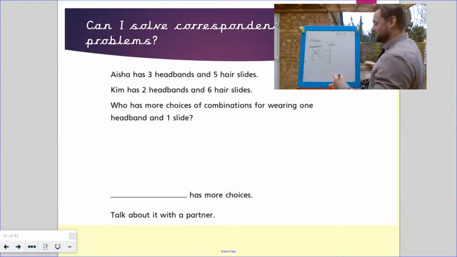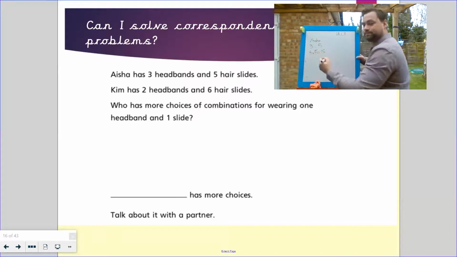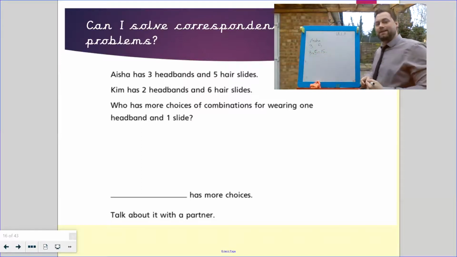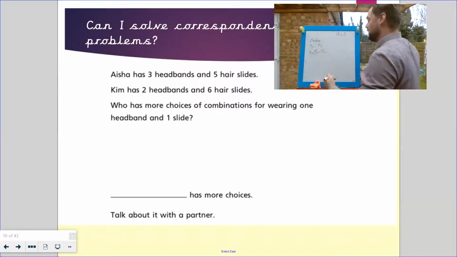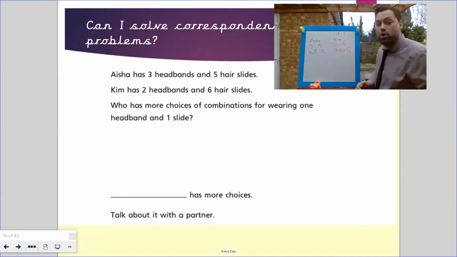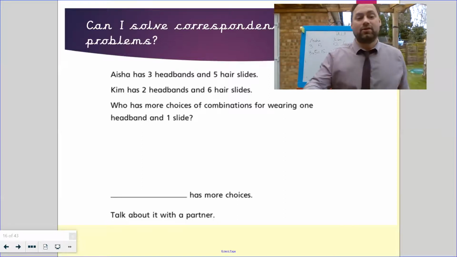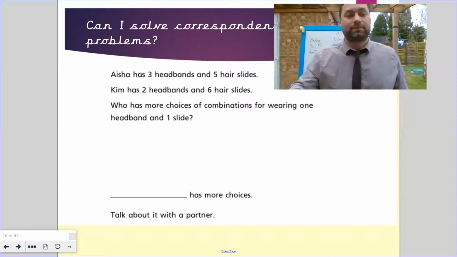To make it easier, let's just have a look at the ratio that we've got. She's got 3 headbands and 5 slides, so 3 times 5 is equal to 15. Kim has 2 headbands and 6 hair slides, so Kim is 2 to 6. So 2 times 6 is equal to 12. Who has more choices? Aisha does. She's got 15 choices where Kim only has 12. Well done if you got that question right. On to the next one.